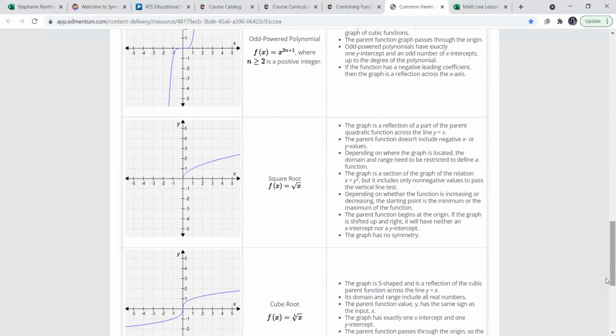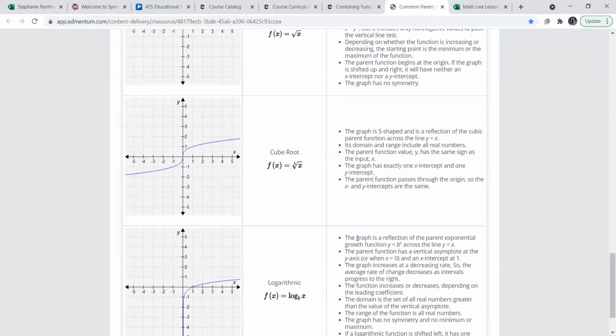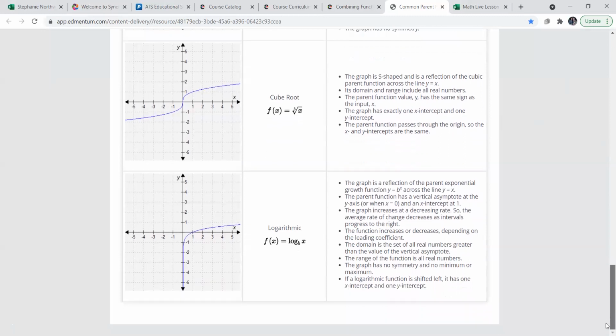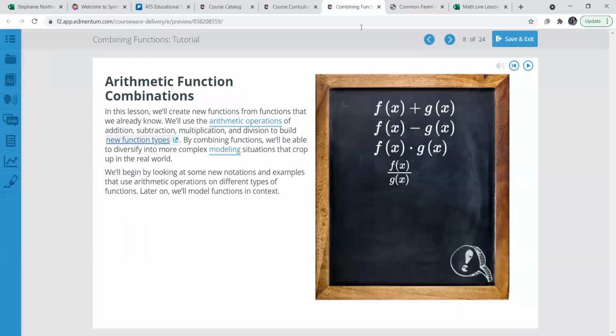It doesn't include negative x or y values, and there's no symmetry with this one either. Cube root function: this one looks like a stretched out S. The graph is S-shaped and is a reflection of the cubic parent function across the line y equals x. Logarithmic: this function starts off and curves upward, then kind of levels out. So let's go back here.